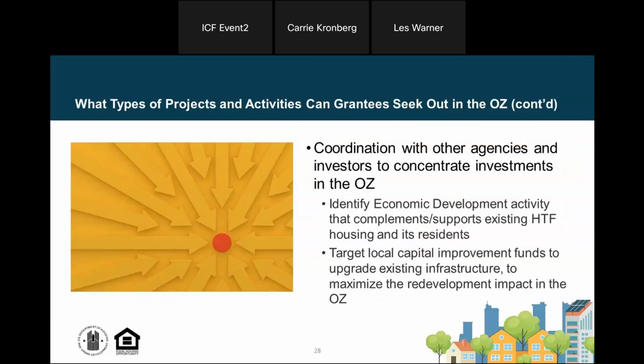So continuing on this topic, while they can't be funded directly with Housing Trust Fund, another category of activities to consider advocating is non-housing economic development that complements existing or planned affordable housing, as we just mentioned on the previous slide. That can be things like infrastructure improvements or working capital for local businesses. Opportunity zone investors may provide an influx of money to the community. That's the intent of the program, right? And this capital can stimulate and support economic housing as well as infrastructure development.